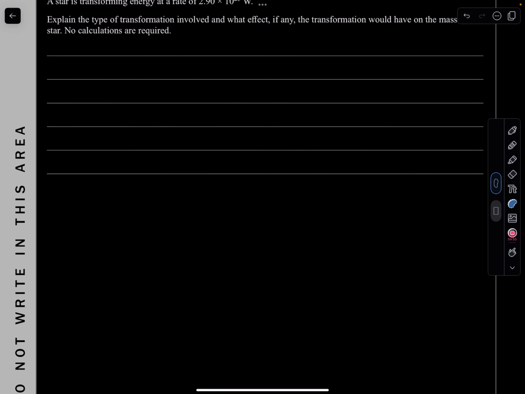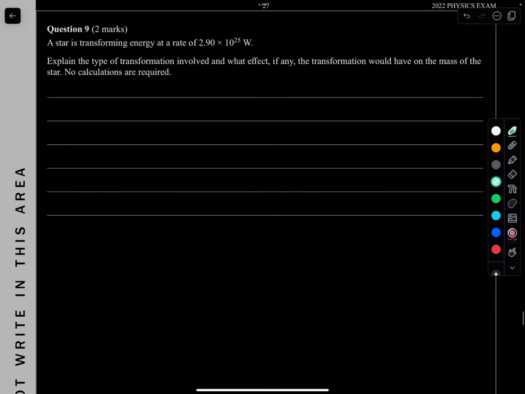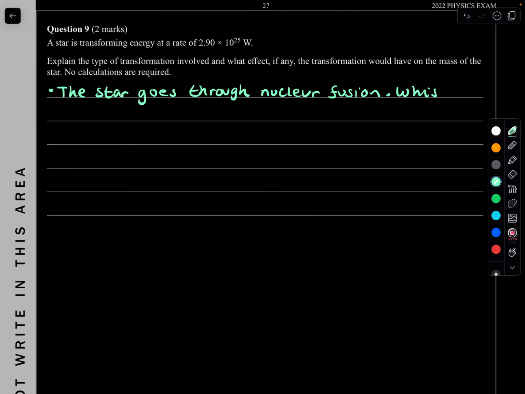So let's write that down. The star goes through nuclear fusion. That's the kind of reaction that's happening to it, because it's asking what the transformation is, which is a mass-energy transformation.